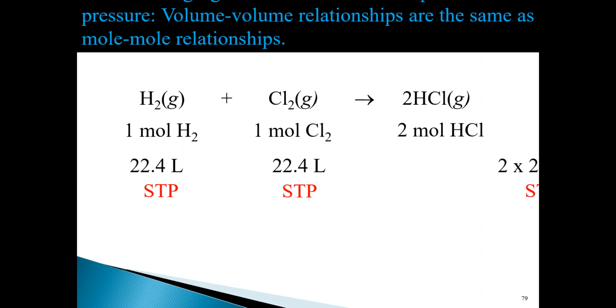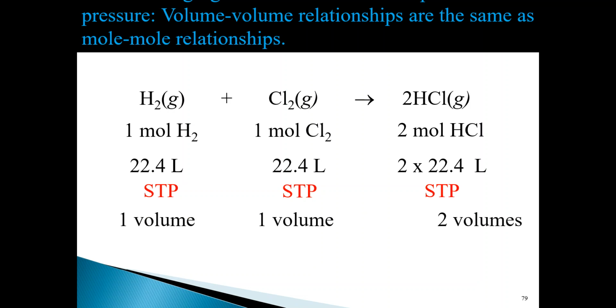But under STP conditions, we know that 1 mole of any gas occupies a volume of 22.4 liters, right? So basically, the volume relationships can be expressed as you see there: 22.4 liters of hydrogen reacting with 22.4 liters of chlorine to give you 2 times 22.4 liters of hydrogen chloride. So therefore, when it comes to volume relationships, and it doesn't matter what the volume units are, it's a 1 to 1 to 2 relationship in this reaction.